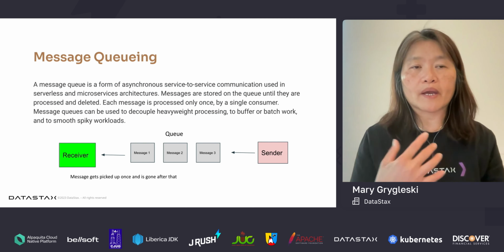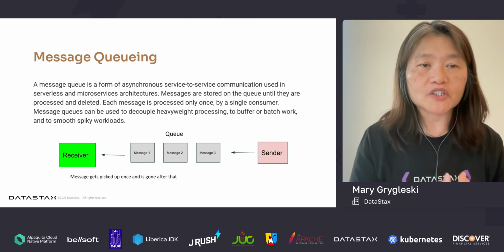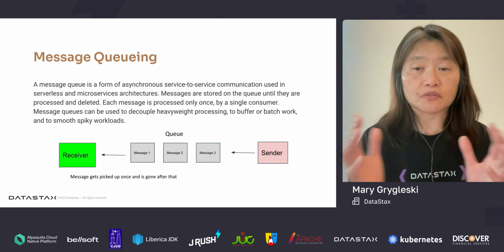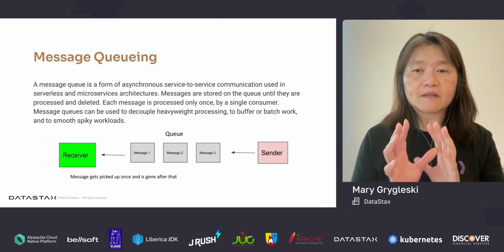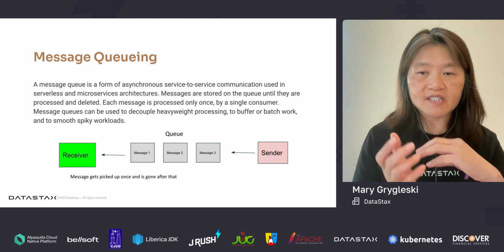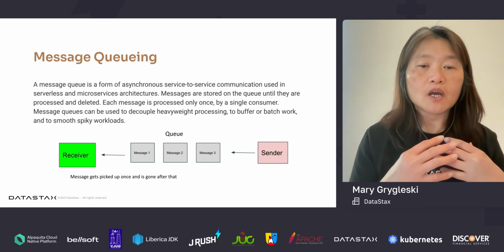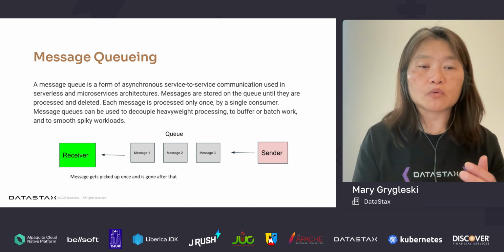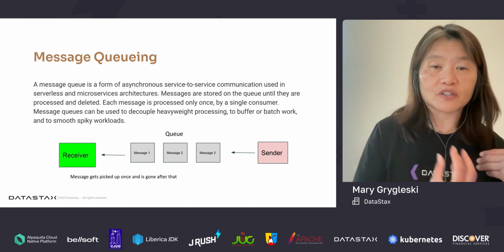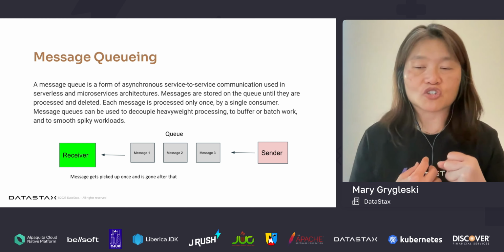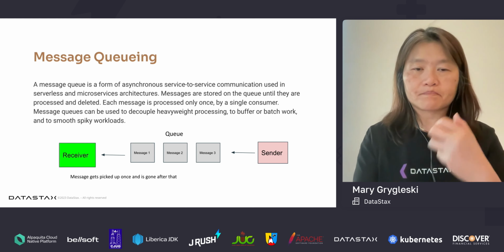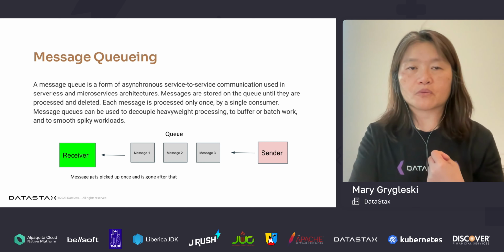And then there's also another way, message queuing, which is also a form of asynchronous service-to-service communication. It's a bit more like the sender sending data to some queue. Once it gets into the queue, the receiver, if interested, picks up messages from the queue. But once the messages get picked up, they will be gone from the queue.